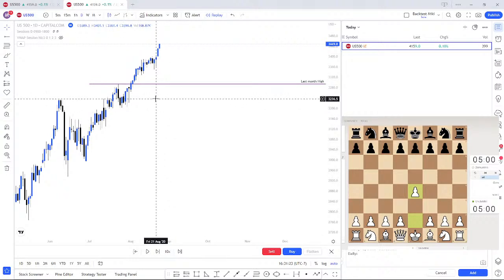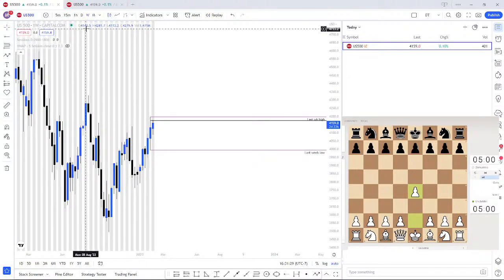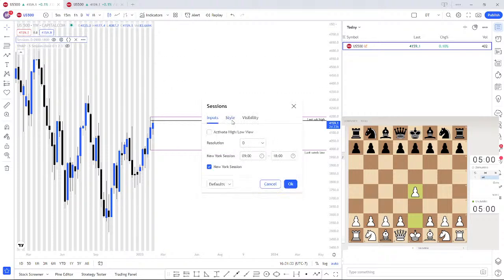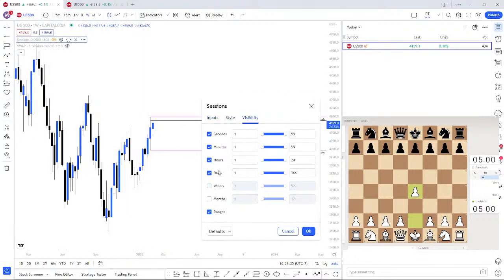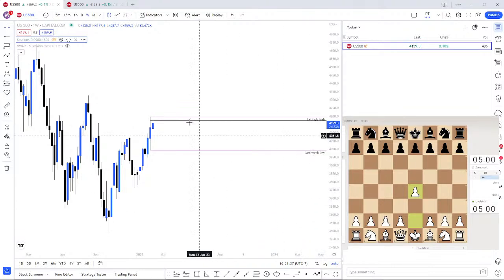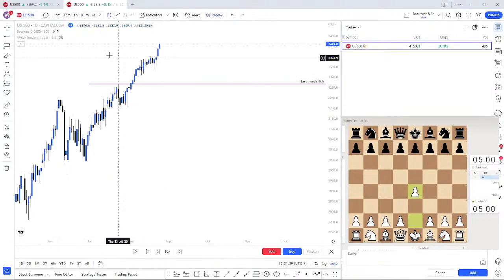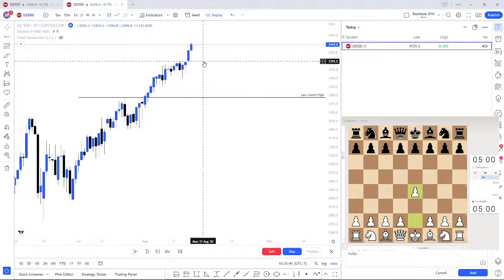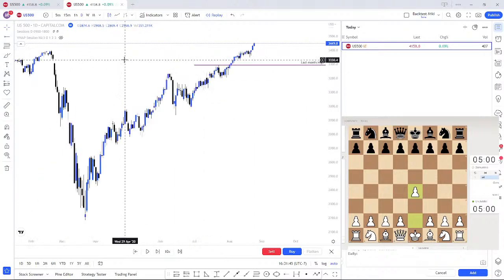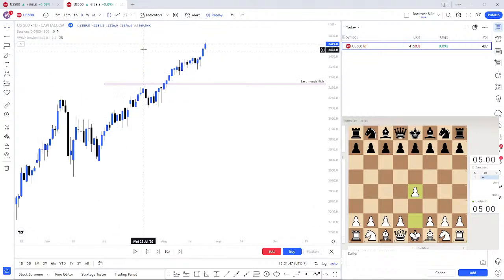Interesting, isn't it? I don't know why this is on. Let's do the settings, visibility. Okay. All right, go back. So this day, uptrend and bullish. Looks like he has broken this nonsense.